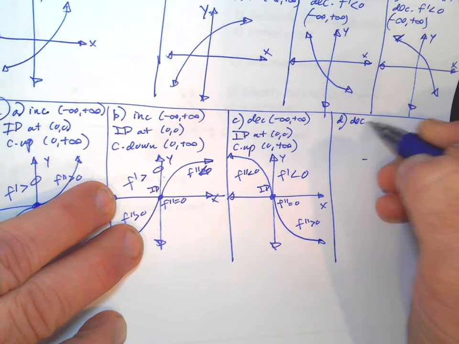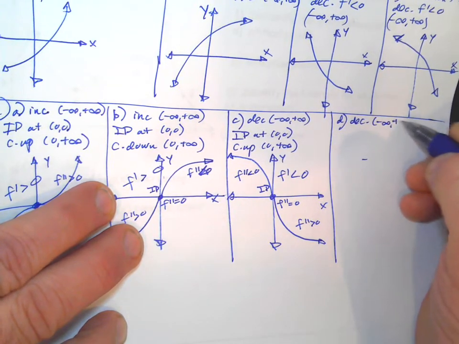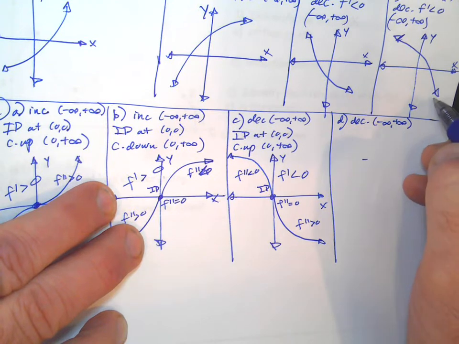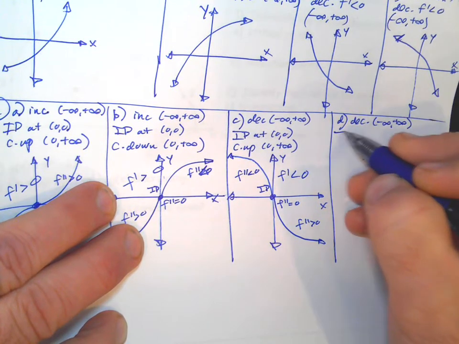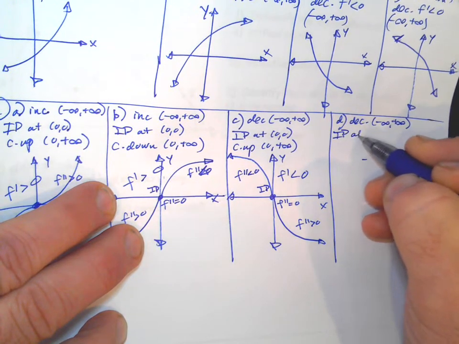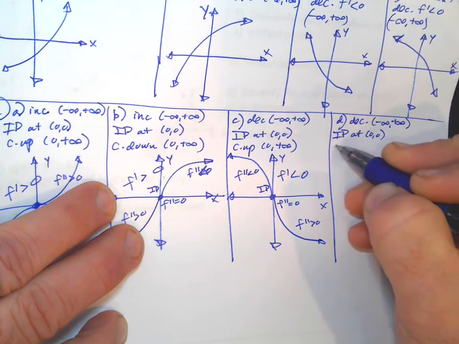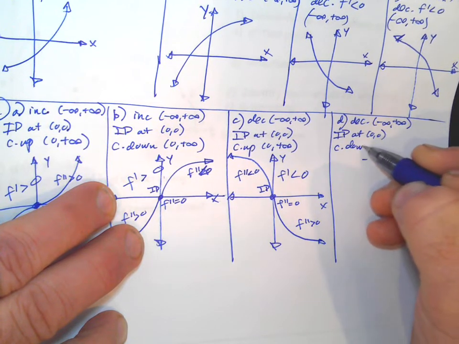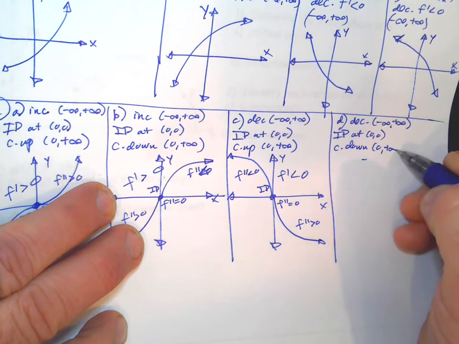D, decreasing on negative infinity to positive infinity, and inflection point at the origin, 0, 0. And it is concave down on 0 to positive infinity.